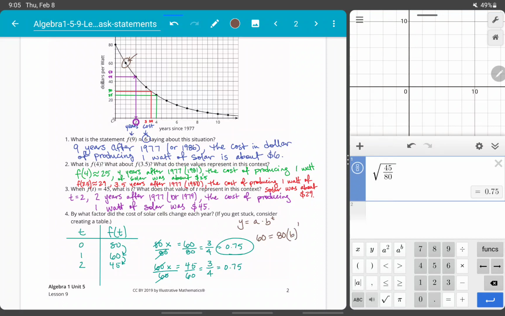And we know that anything raised to the 1 power is just whatever that thing is. So this is the same thing as 60 equals 80 times b. And if we divide both sides by 80, now these will cancel out, and our b value will be equal to 60 over 80, which is 60 divided by 80, we did that earlier, 0.75. That's another way you could have figured out the growth factor.